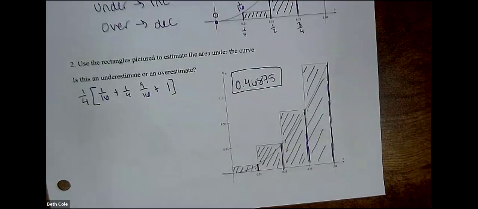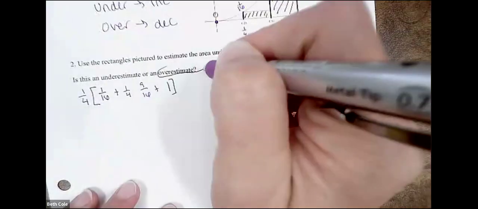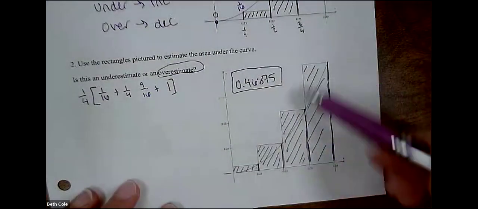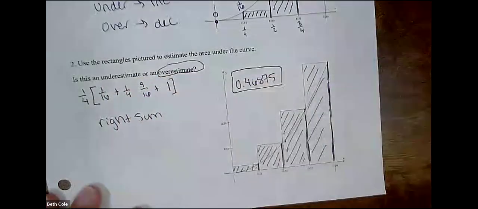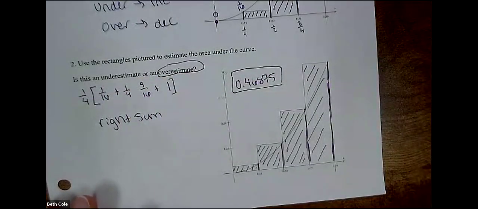And so that would be a what? Yeah, overestimate for obvious reasons. You have all these areas hanging off of the edge. It's a right sum because you're taking your heights from the right side of each subinterval.